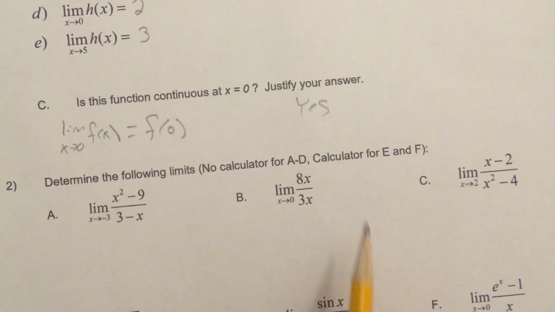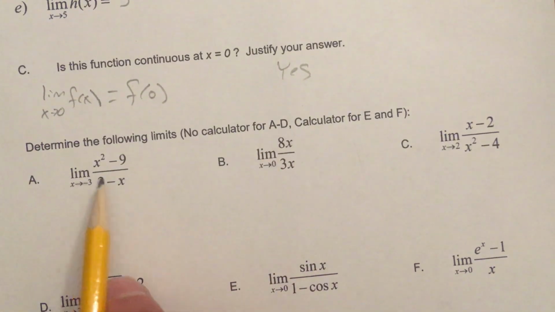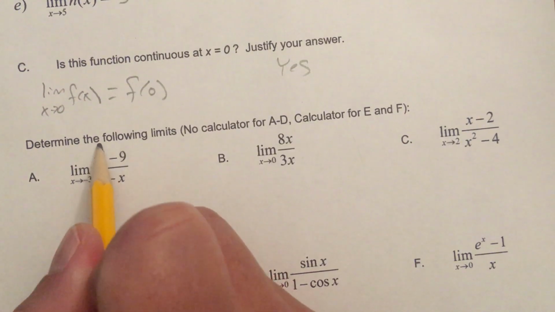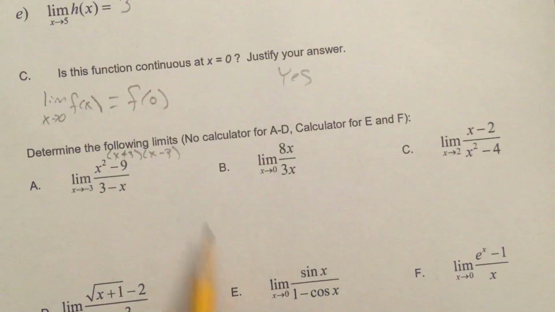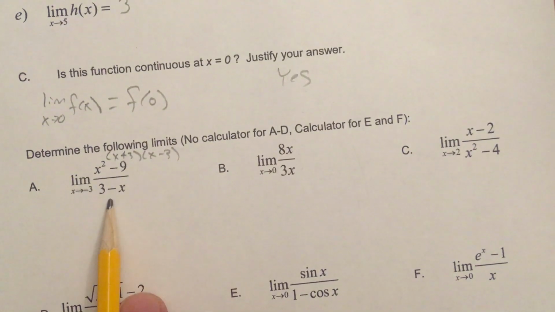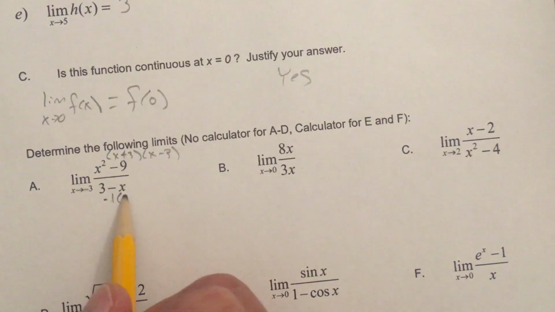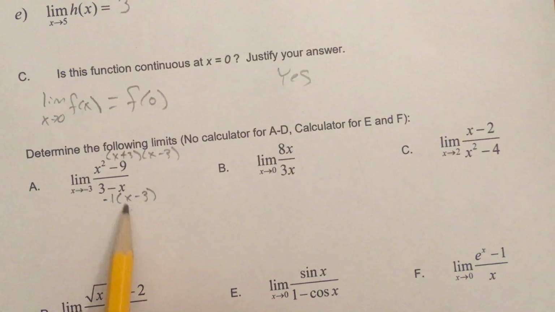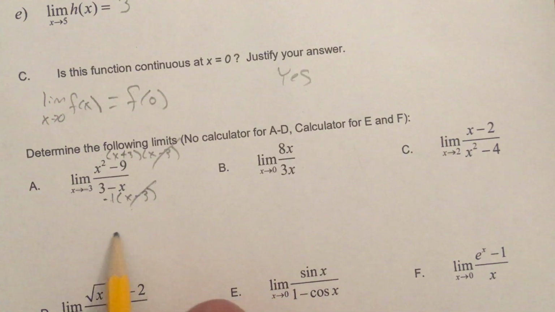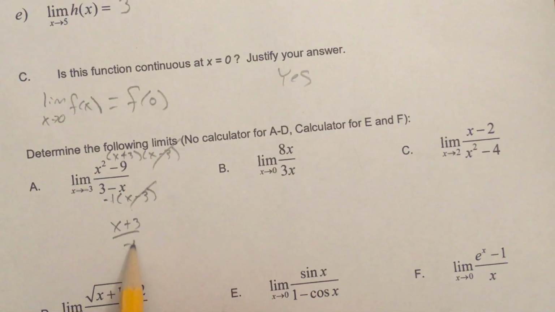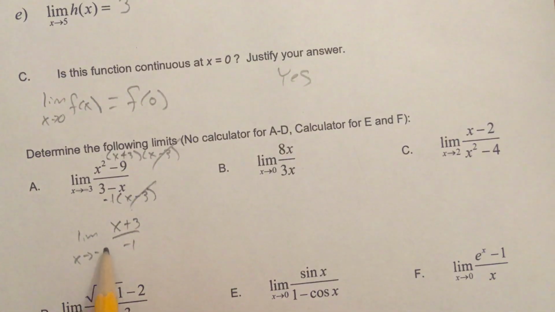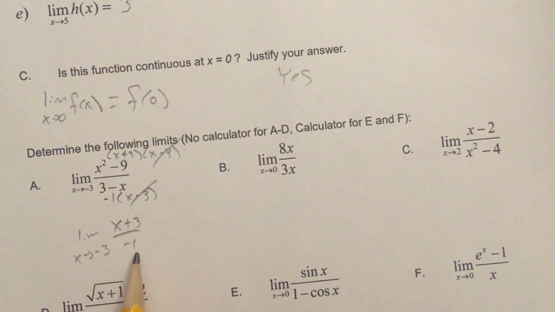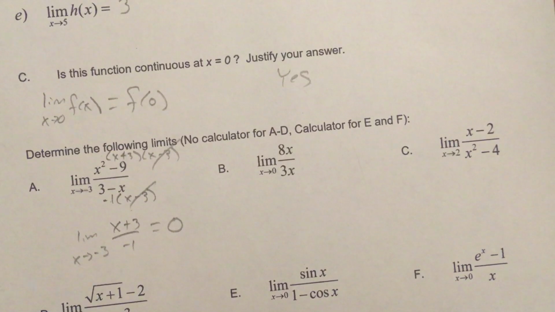All right. Determine these. We're supposed to not use a calculator for A through D, so we want to try to use some of our steps here. Again, next chapter we're going to show you another method that might help you. But if I break that down to x plus 3, x minus 3, I can pull a negative 1 out of the bottom, and I'll have x minus 3 down there too. The x minus 3's cancel, and so now I have x plus 3 over negative 1. I want to take the limit as x approaches negative 3 to that. If I were to put that in there, I would get 0 over negative 1, which is 0.